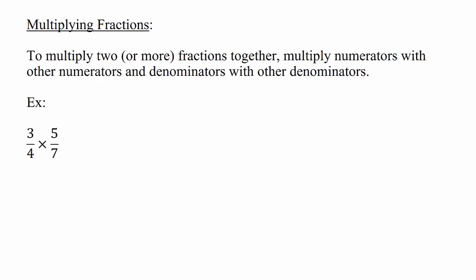In this lesson, we're going to look at how to multiply fractions together. Now, the rule for multiplying fractions is that we multiply the numerators with each other and the denominators with each other. So if I look at this first example, where I have 3 over 4 multiplied by 5 over 7, I'm going to multiply the two numerators together, and I'm going to multiply the two denominators together. So 3 times 5, that's going to be 15, and 4 times 7 is going to be 28.